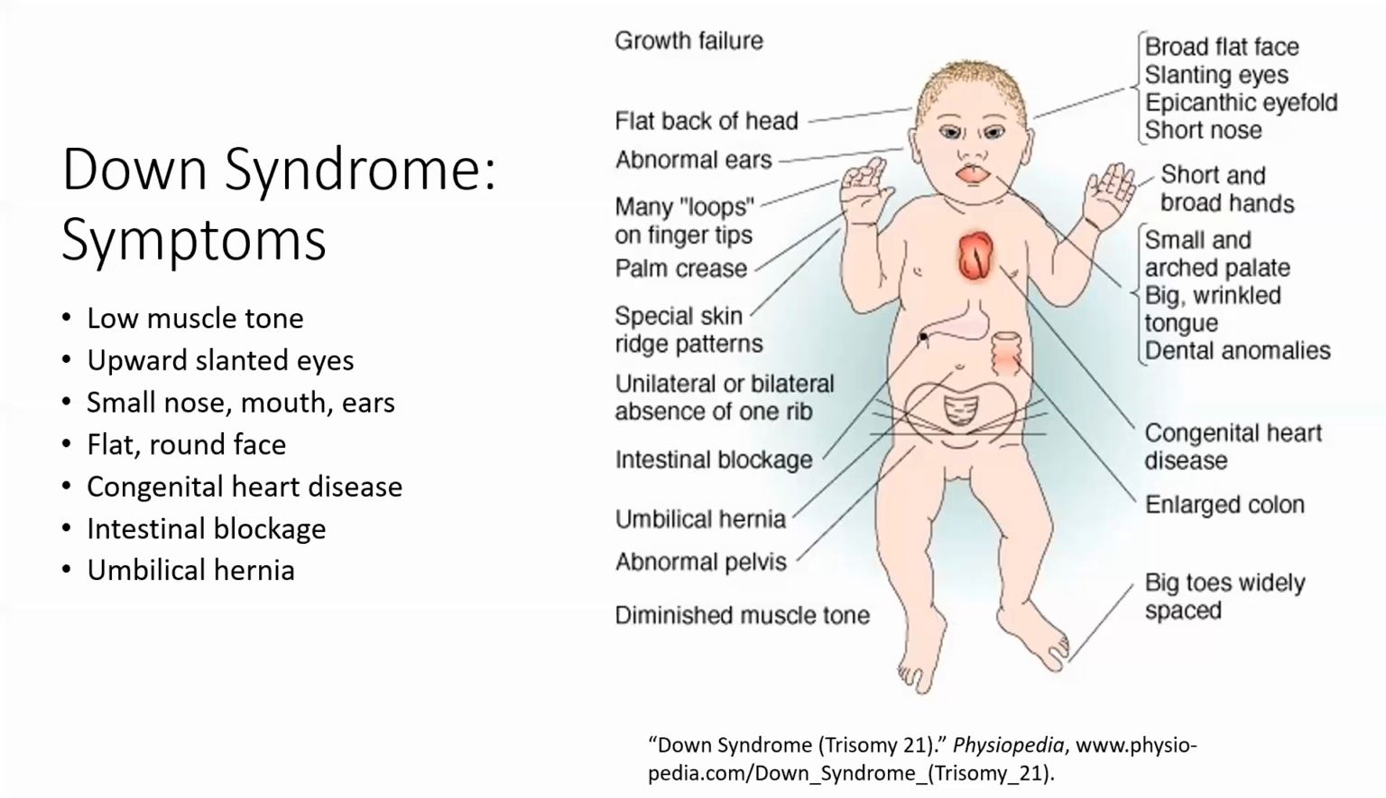It is shown that those with Down syndrome have slower development of motor skills. Up to 75% of individuals have hearing loss, and 60% have some type of visual impairment.